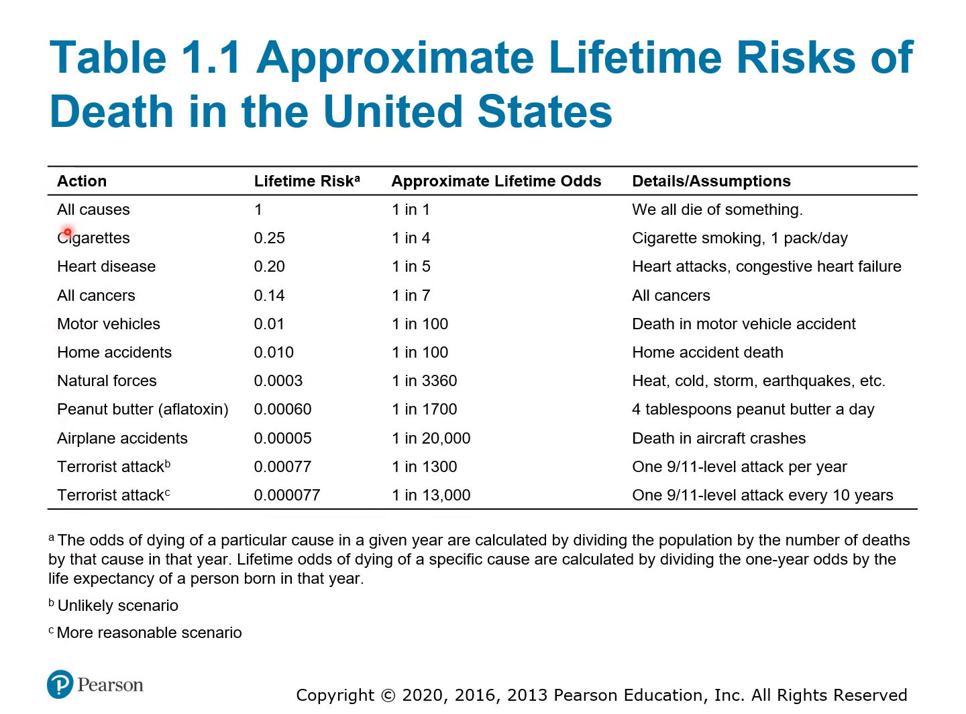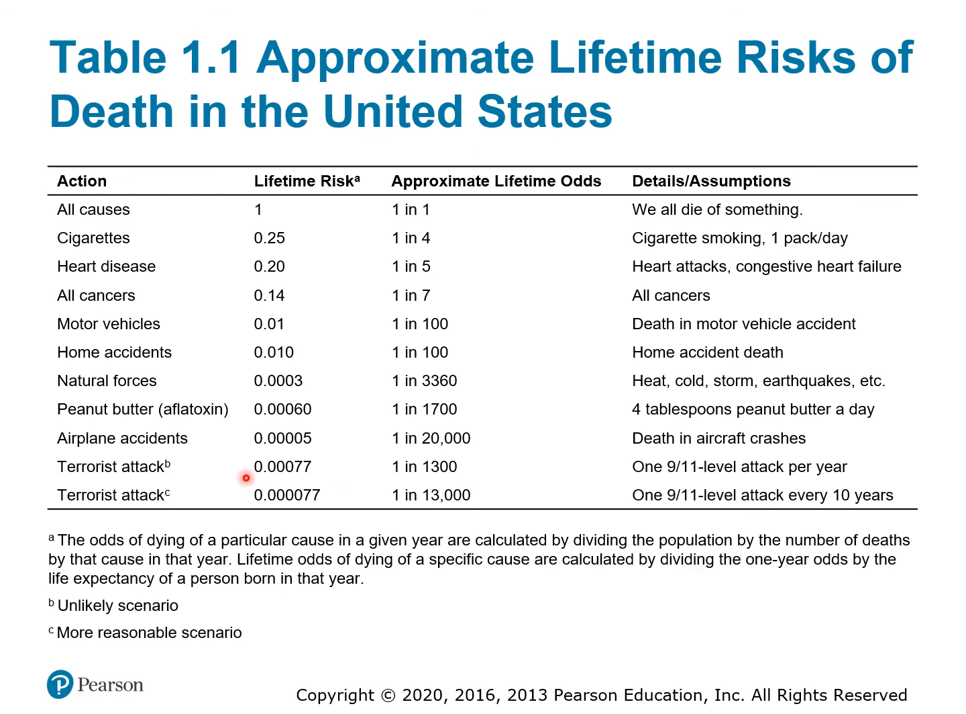And here is a table where you see different causes of deaths in the United States. You have all the causes together, and how many deaths are caused by cigarettes or cancer or accidents or airplane accidents or peanut butter, and here is the lifetime risk set. The odds of dying of a particular cause in a given year are calculated by dividing the population by the number of deaths within that year. Then you have approximate lifetime odds, and in the last column you have details or assumptions. So this is how you weigh the desirability quotient of that scenario.